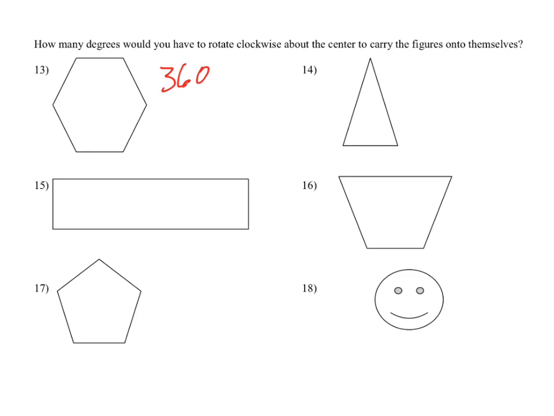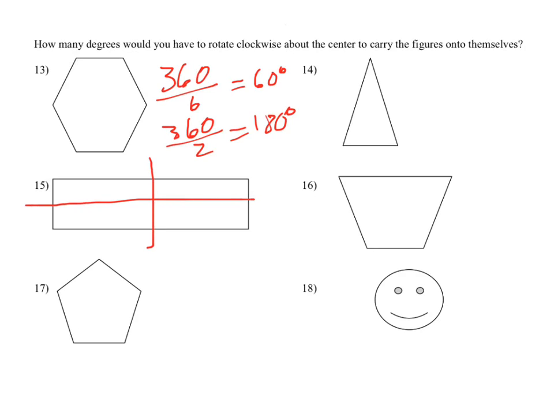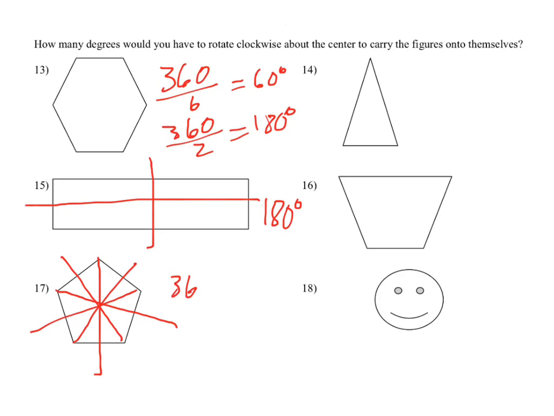You're either going to take 360 and divide by the 6, which will give you 60 degrees, or you're going to take that 360 and divide by 2, which would give you 180 degrees, depending on whether or not you're saying it's regular or not. On 15, all rectangles have 2 lines of symmetry. So since it's 2 lines of symmetry, you take 360, divide by that, you get 180. 17, this is a regular pentagon, which if you draw all your lines of symmetry comes out to 5. So if you take 360, divide by the 5, comes out to be 72 degrees.